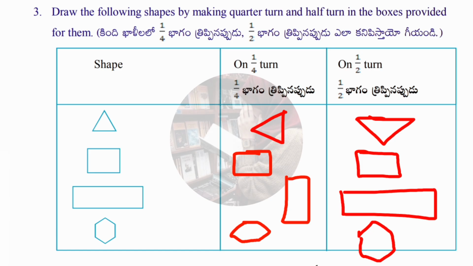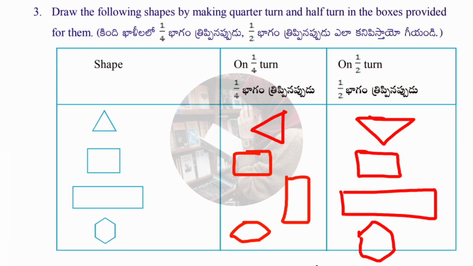Then the second picture is a square. If I give a 1 by 4th turn, it looks like this. And if I give a half turn, it looks like this. That means the half turn and 1 by 4th turn are also the same as they are for a square. So for the rectangle, if I give a 1 by 4th turn, it looks like this. And for a half turn, it looks like this.